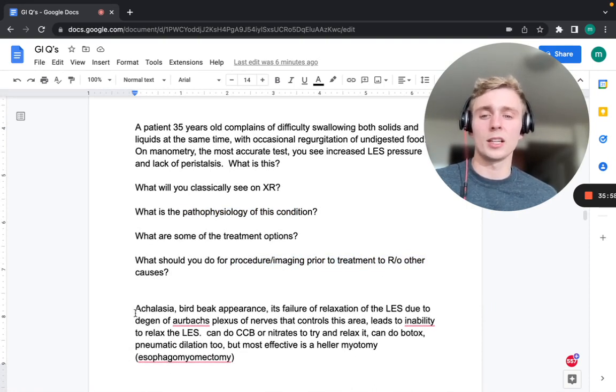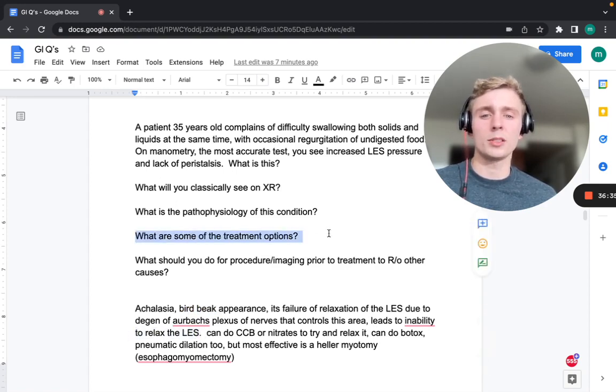So this is going to be achalasia. It's important to know that classically on X-ray, that's the bird beak appearance. The pathophys is a failure of relaxation of the lower esophageal sphincter due to degeneration of the Auerbach's plexus of nerves that controls this area. So it's not going to be able to relax. You're basically having a one-time super strong peristalsis of that lower esophageal sphincter area that's not relaxing, not letting food go down there. So that's why you get that bird beak appearance and gathering of barium. Again, this leads to inability to relax the LES.